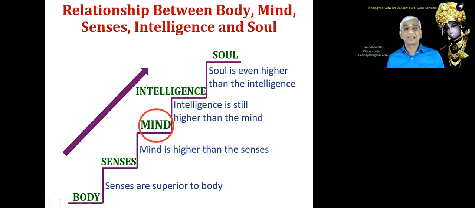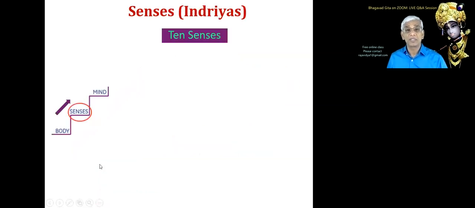In the next coming slides, we are going to see at length how each one is superior to the other. How senses are superior to body, how mind is higher than the senses, and how intelligence is higher than the mind. All such things we will discuss now. When it comes to senses, there are 10 senses in our body. All these 10 senses are made up of matter, basically earth, water, fire, air, and space, whatever we studied. Everything is made up of all the elements we see in the periodic table. So our senses are made up of that.